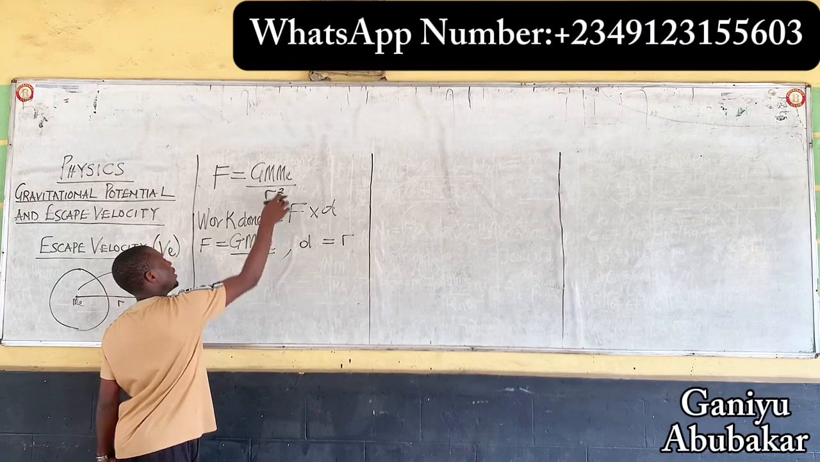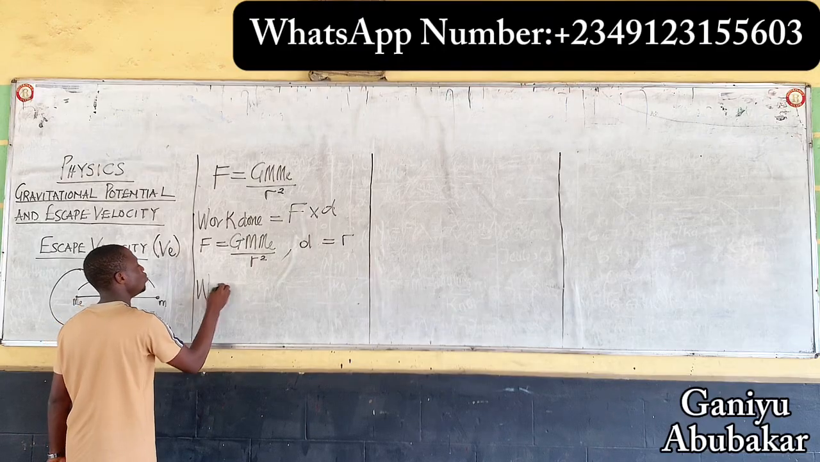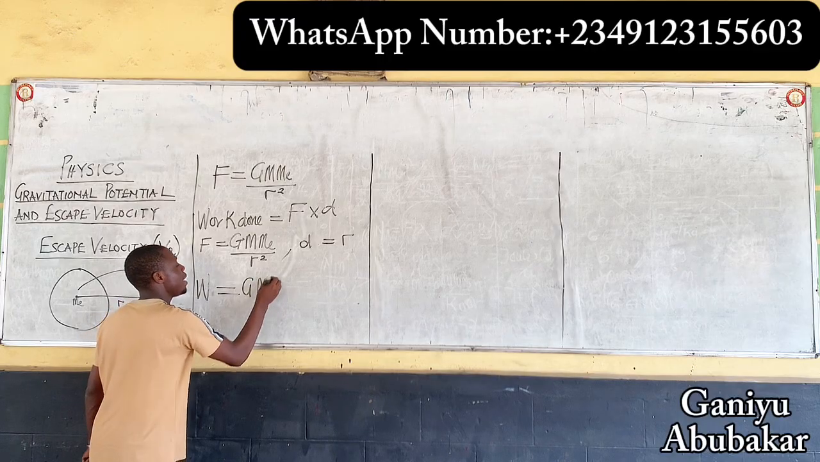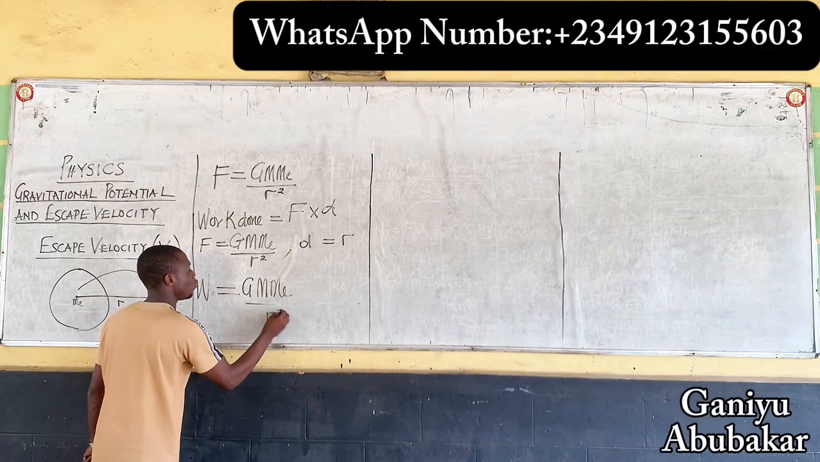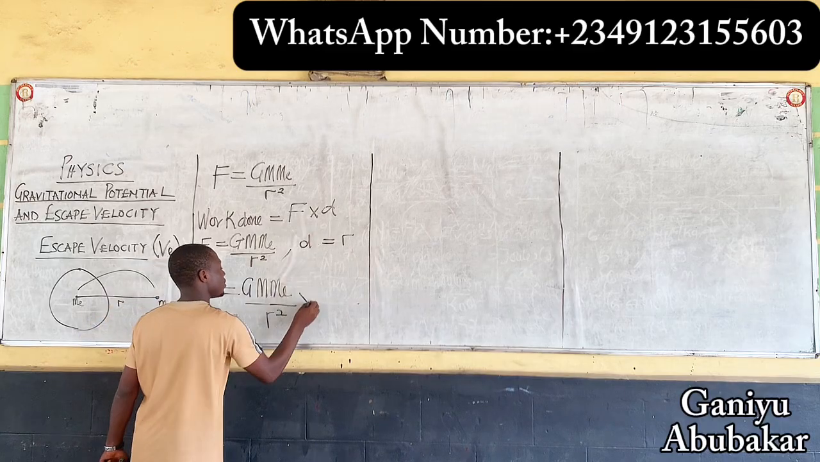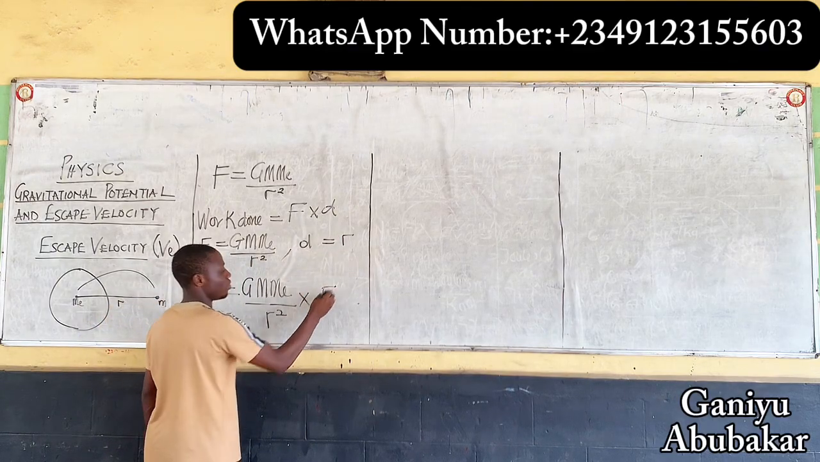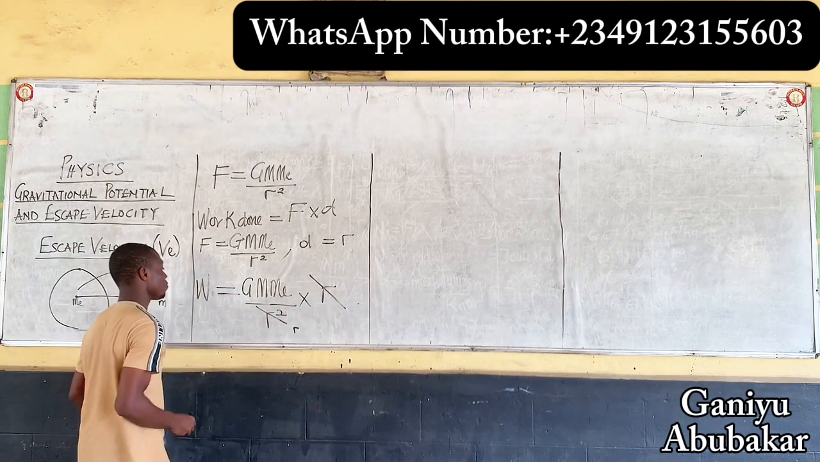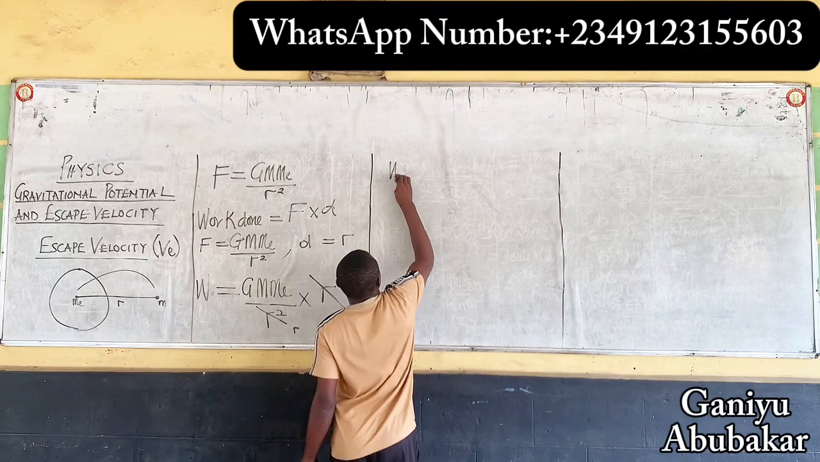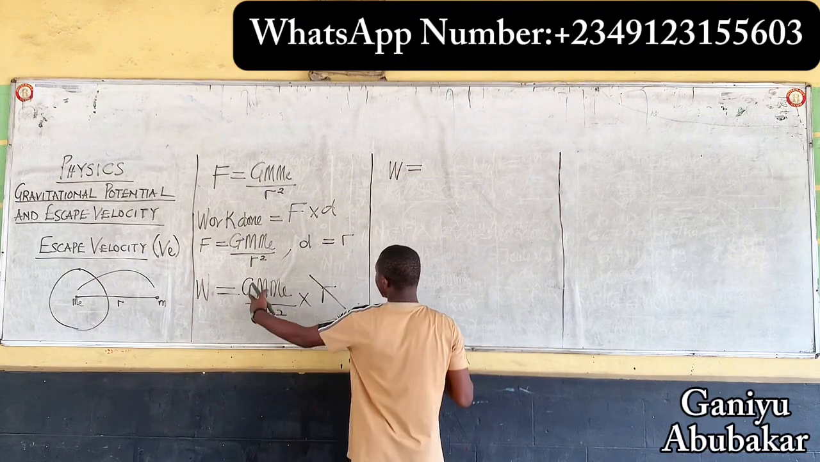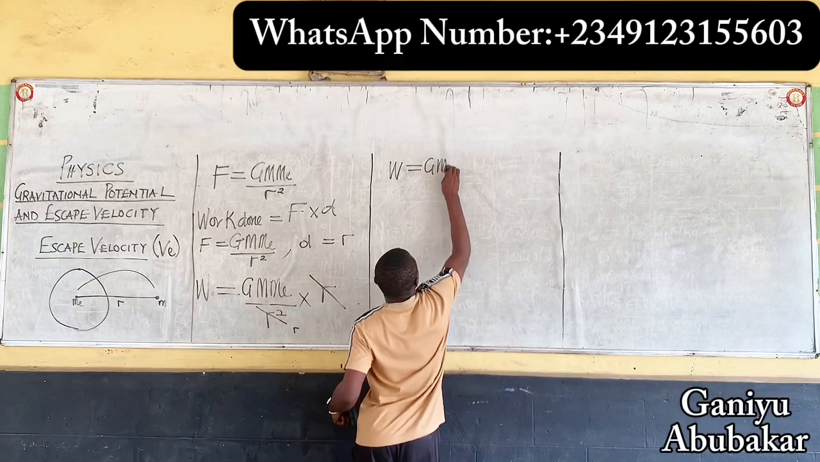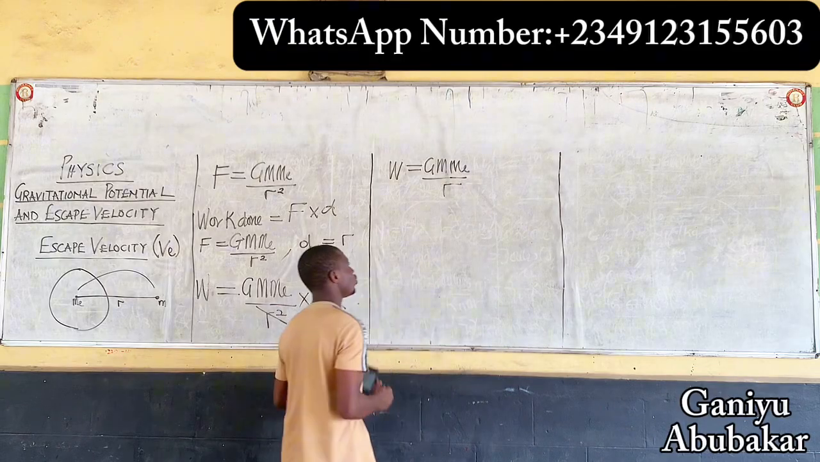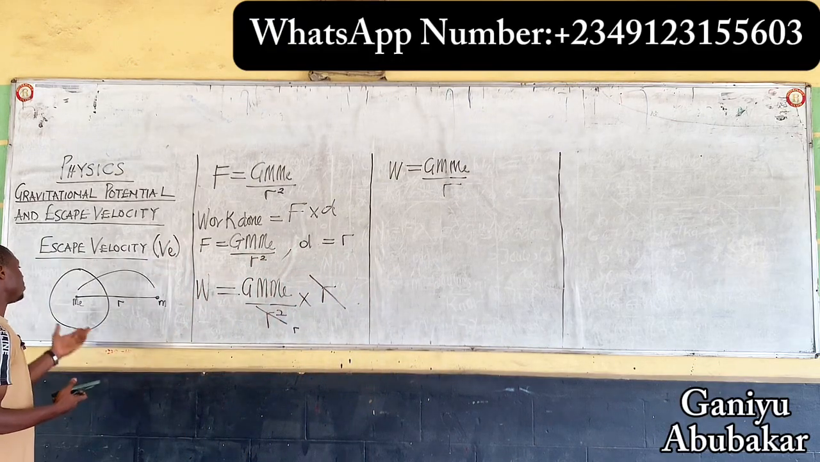Put these two inside work done. I'll have that work done, W, is equal to F, which is G M E over R squared, that's your force, times D, which is R. What you observe here is that this R will cancel one of the R's in the denominator, leaving one of it. So the work done to move the mass will be given as G M E over R.